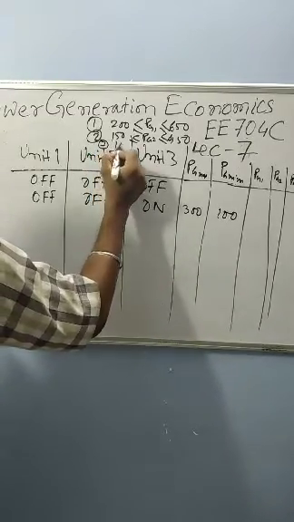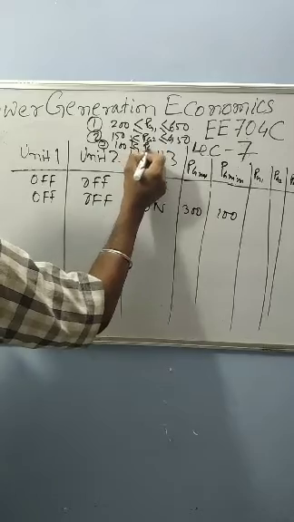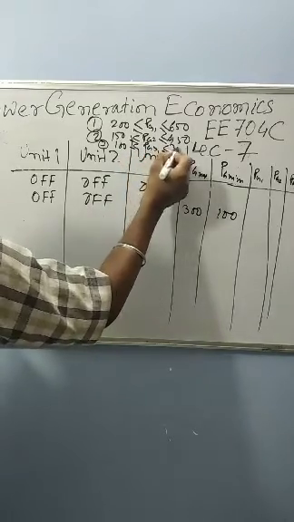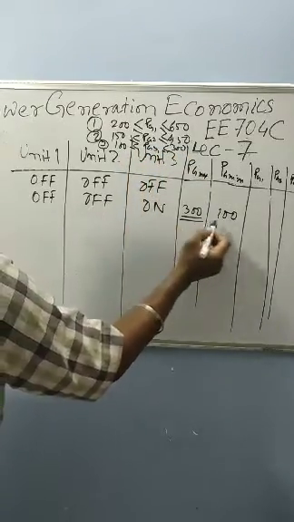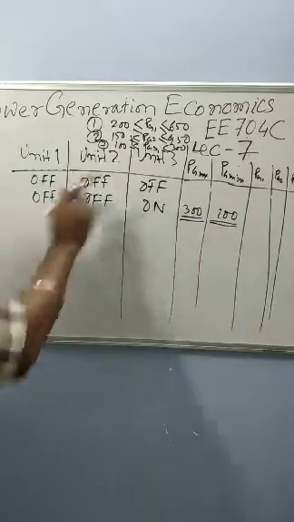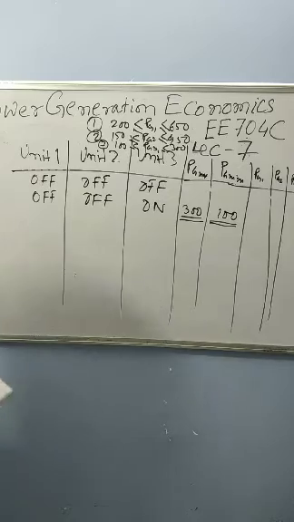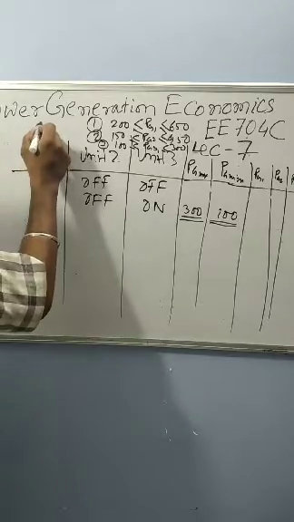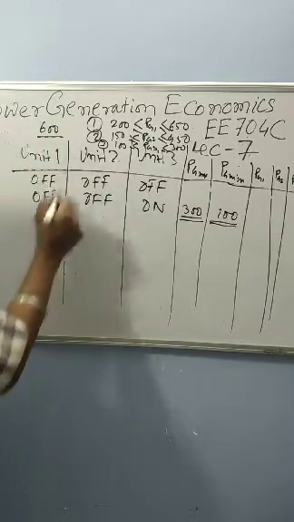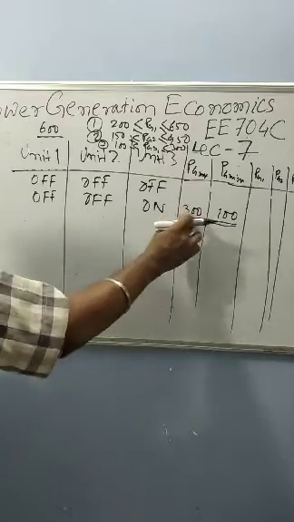Now 100 is the minimum, and PG3 is less than 300. That's why I have written 300 here, because I am making it on the third unit, and the minimum is this one. But what is our load? The load is, I think, 600. If so, can it satisfy?